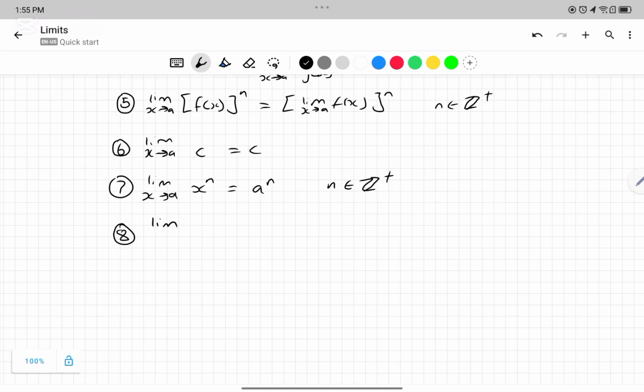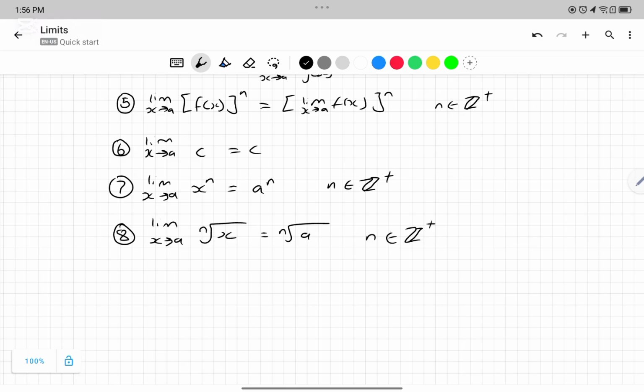Limit as x approaches a of the nth root of x will be equal to the nth root of a, provided n is an element of all positive integers.